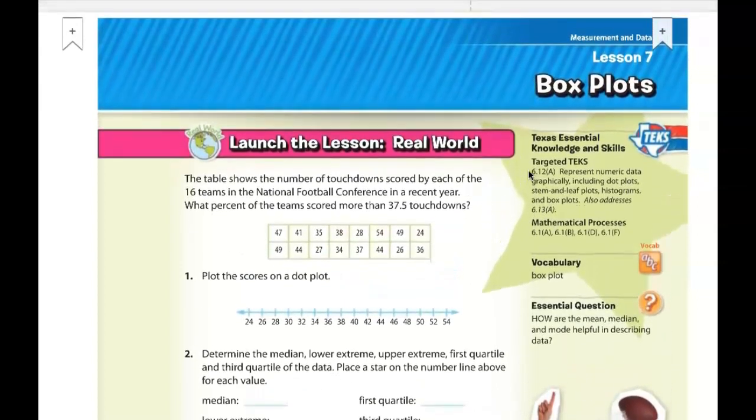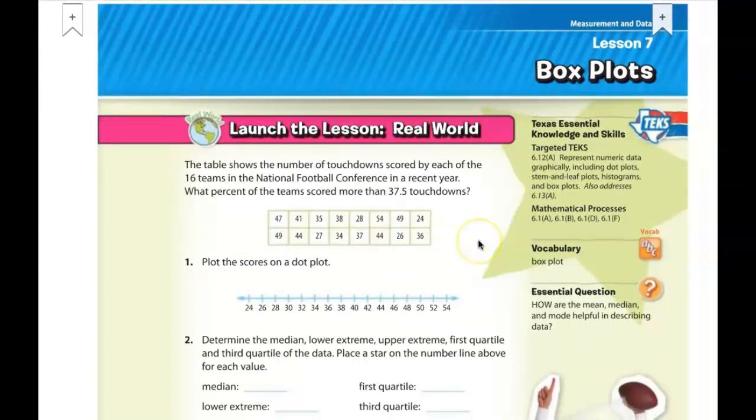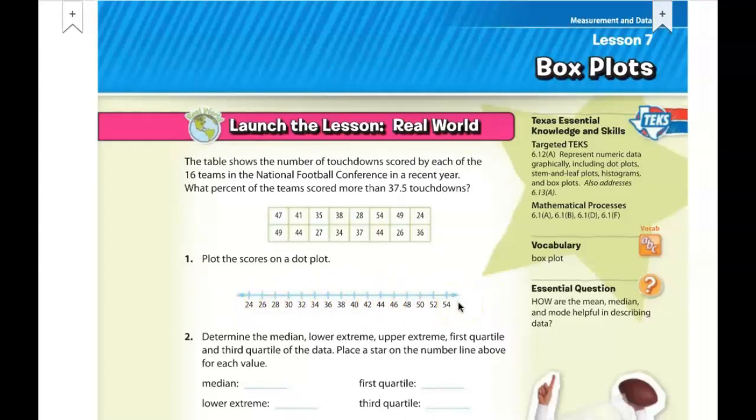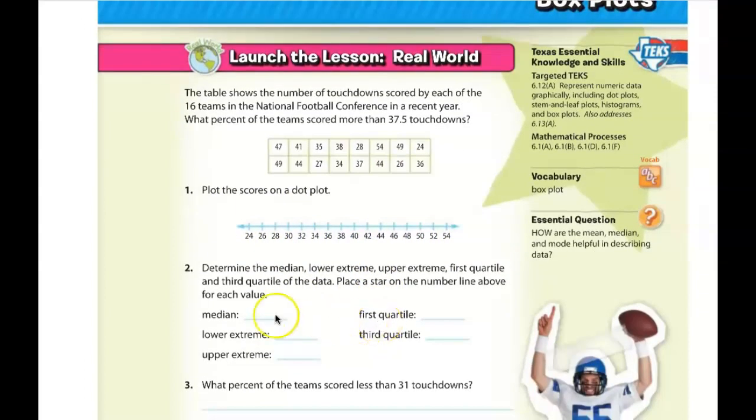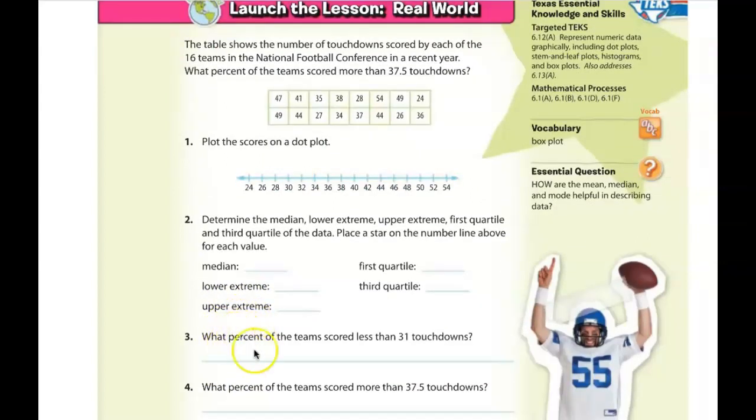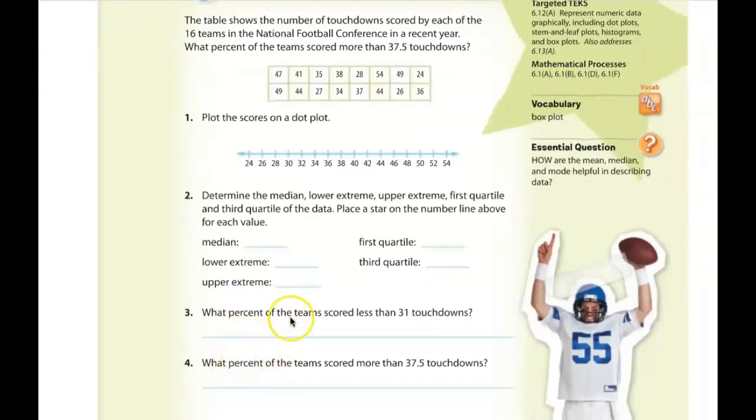The new word today is box plots, but we're going to be reviewing some words we already should know, which are dot plot, a number line in which we're going to place data, and then we're going to use that picture to find the median, the first quartile, the third quartile, and instead of calling it the least value piece of data, we're going to describe that as the lower extreme, and then we're going to describe the upper extreme, or the greatest value. We're also going to be reviewing percent as well.